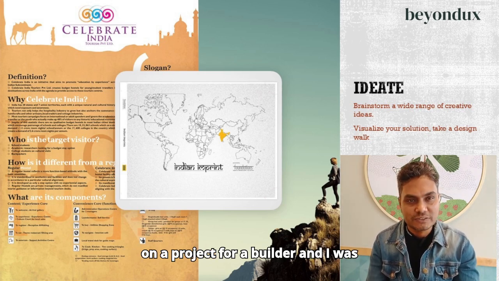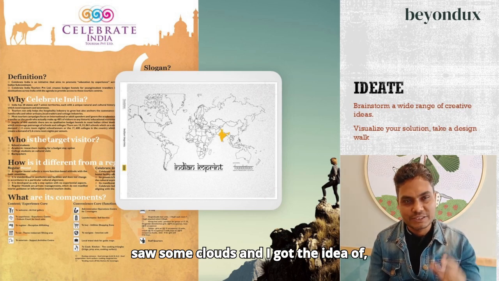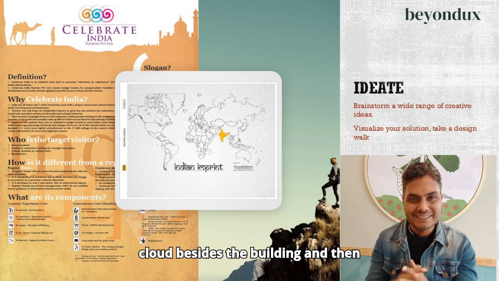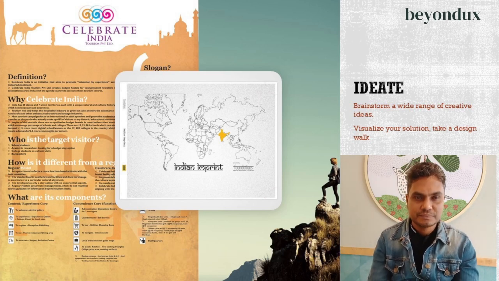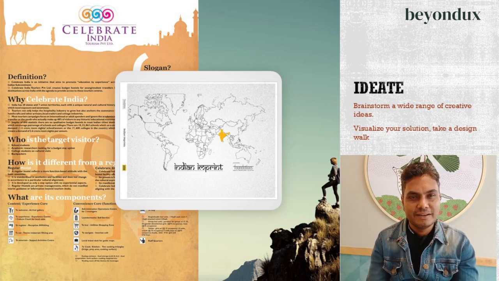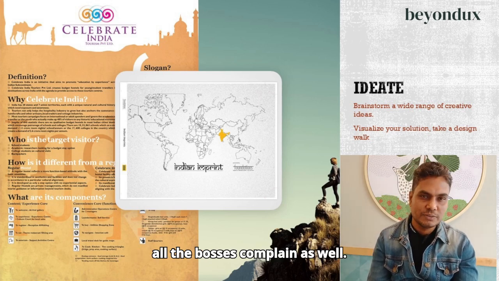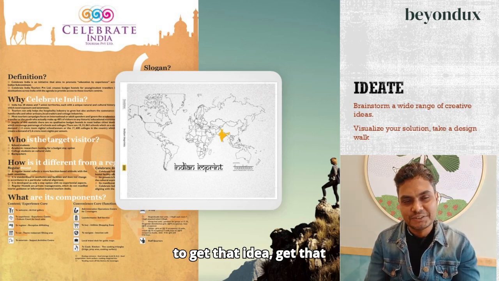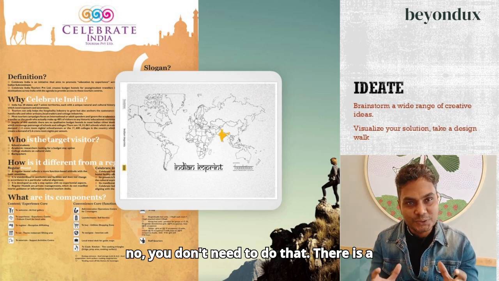Once I was working on a project for a builder, and I was sitting in a bus. Through the window, I saw some clouds, and I got the idea of what if I could place the cloud beside the building, and then the design, the poster, could really look beautiful. So that can happen. But a lot of designers complain, and all the bosses complain as well. What if you take 10 days to get that idea, get that visualization across, and then it would be too late? But no, you don't need to do that.